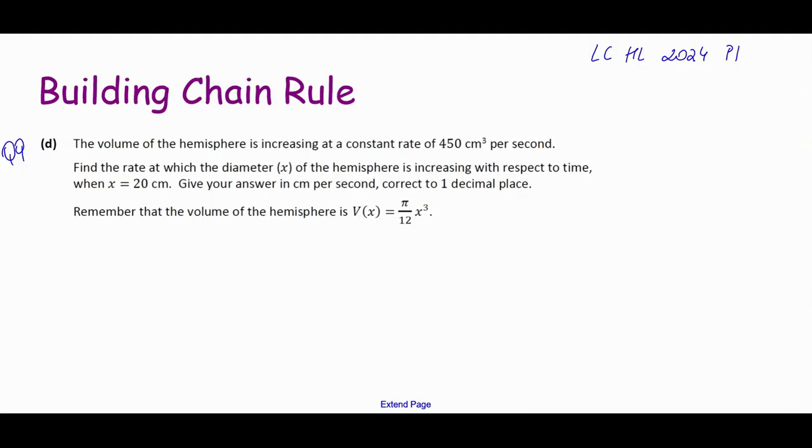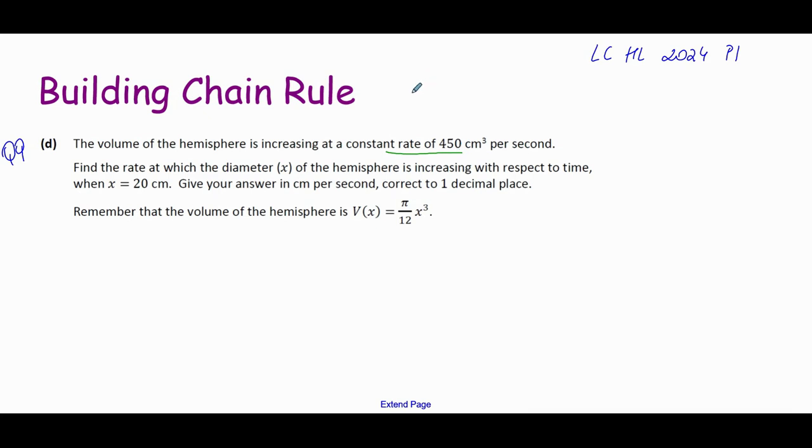When it comes to chain rule, in your exam, you have two types of application of that. Either you have to just apply it in simple differentiation, or you have to build it from the information given in the exam question. And that sometimes can be challenging. So let's see. The volume of a hemisphere is increasing at a constant rate of 450 centimeters cubed per second. So that is your first clue.